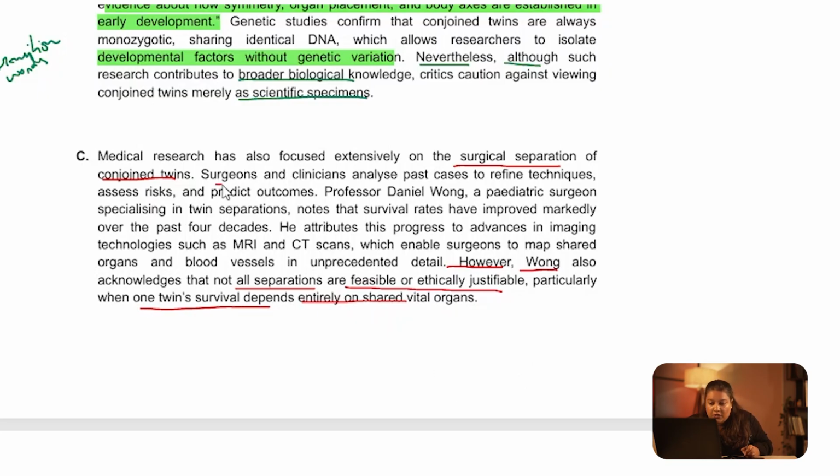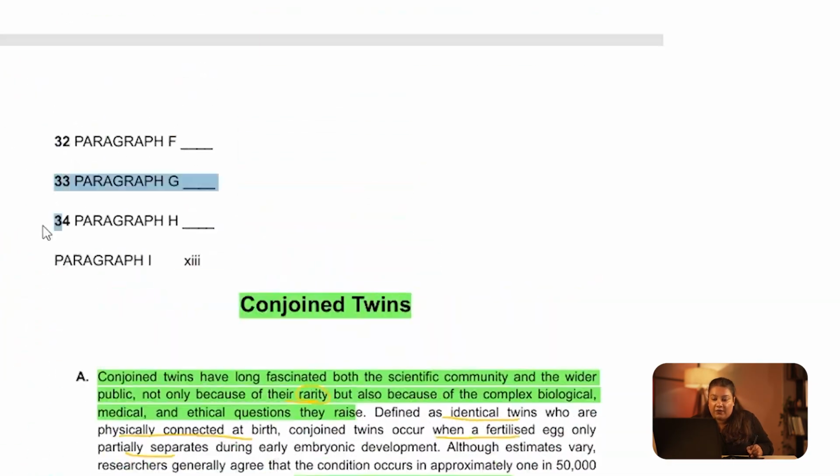Again it does talk about surgeons and refined techniques to predict outcomes. We have Professor Daniel Wong, a pediatric surgeon who specializes in twin separation. Throughout this paragraph, what I repeatedly come across is surgical separation, specializing in twin separation, and how separations are not feasible for all twins. So again, it keeps revolving around the separations, MRI, CT scan, right? So we'll go back. We have arrived at the main idea.